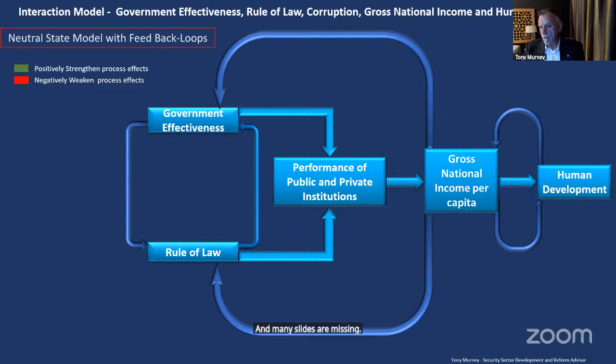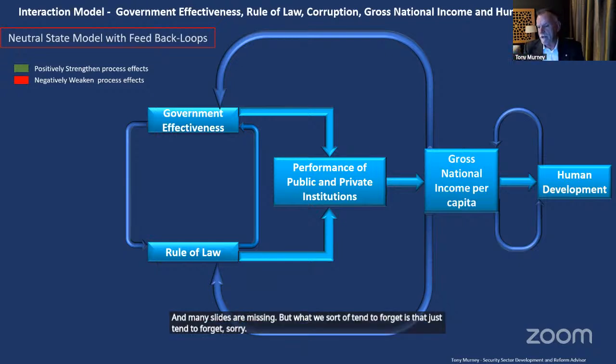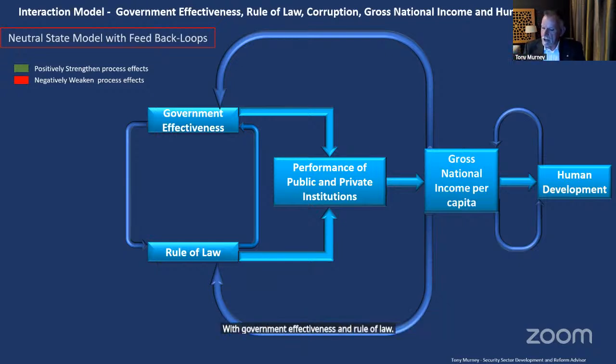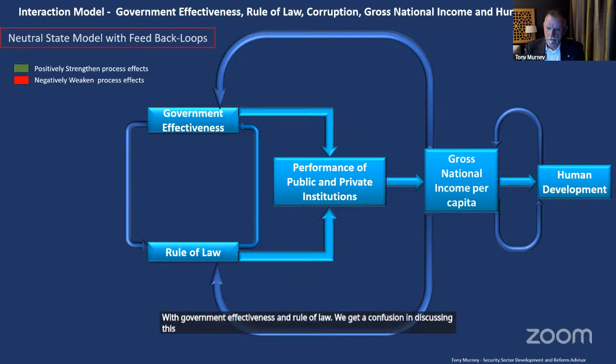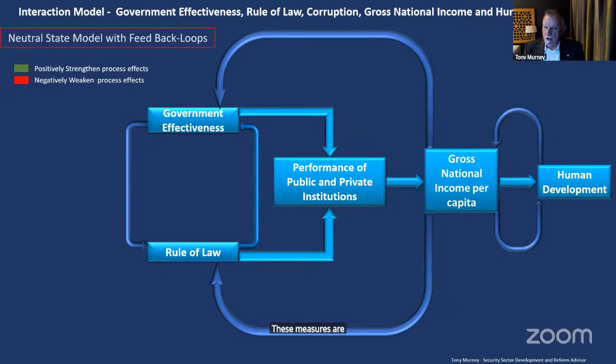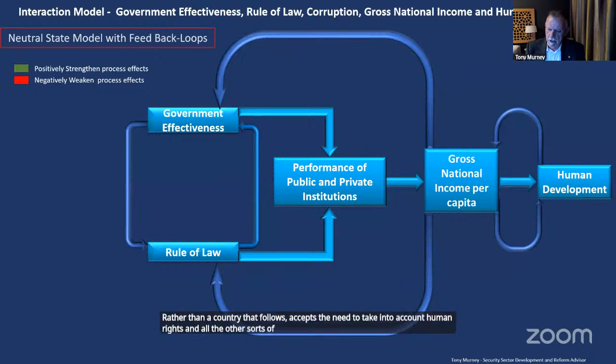But what we tend to forget is that, with government effectiveness and rule of law, we get a confusion in discussing this where participants often assume that strong rule of law is repressive. These measures are built on liberal democratic ideals. They reflect UN values, and so they're not repressive. A country that is extraordinarily repressive in terms of rule of law or the effectiveness of its government actually rates lowly in these indicators, rather than a country that accepts the need to take into account human rights and all the other sorts of issues that the UN values incorporate.